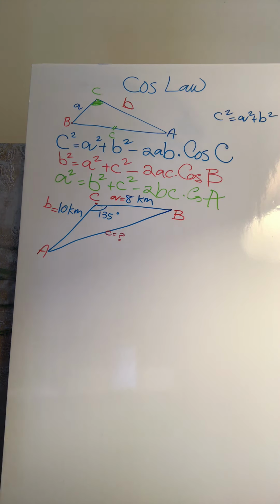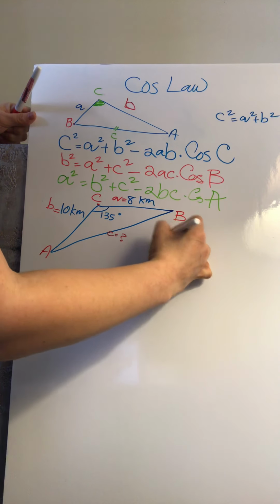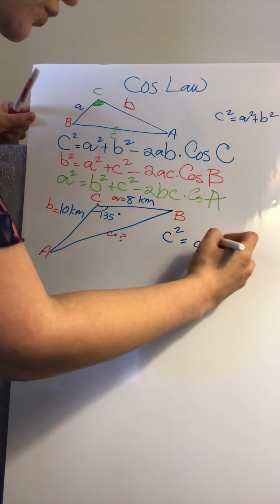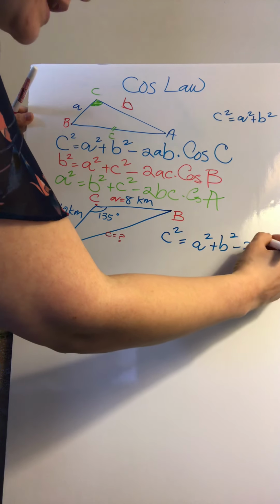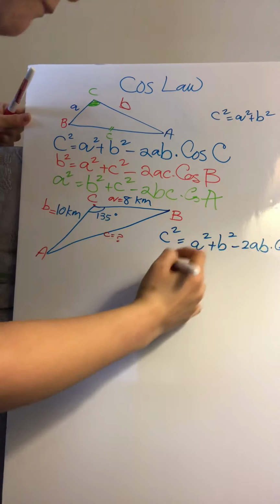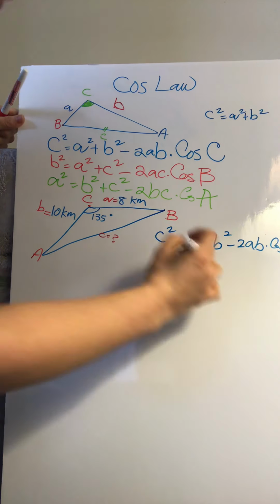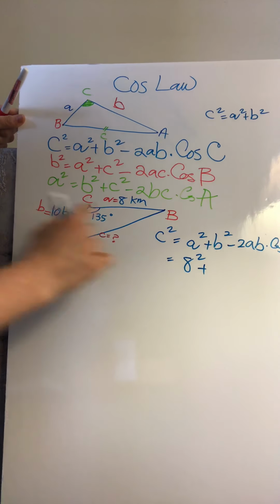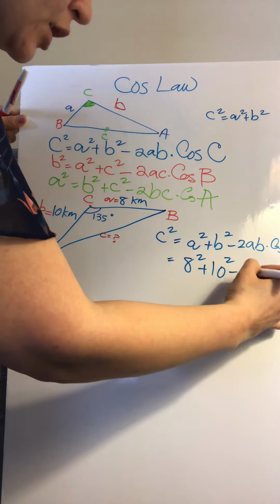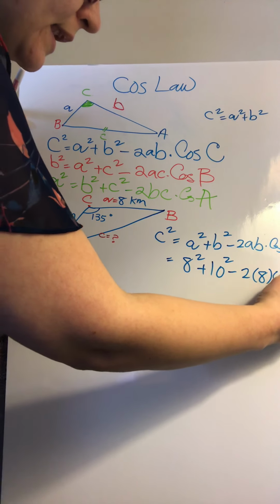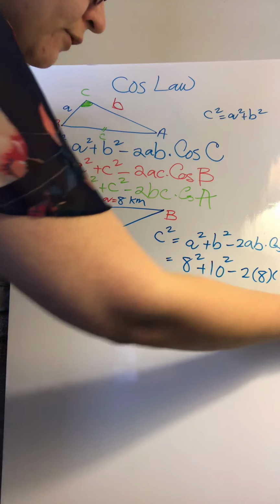We always start with labeling our triangle. Capital letters for the vertices, and then the small letters to show the sides. If I want c, I'm going to rewrite the formula. c² equals a² plus b² minus 2ab cosine C. So c² equals 8² plus 10² minus twice 8 and 10 cosine 135.